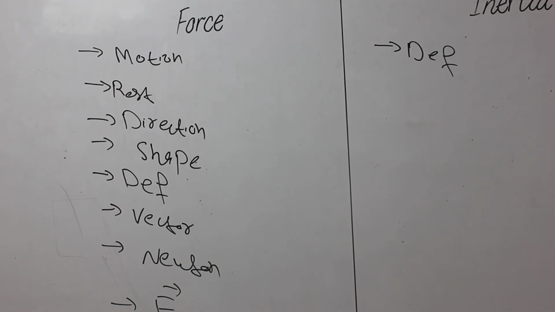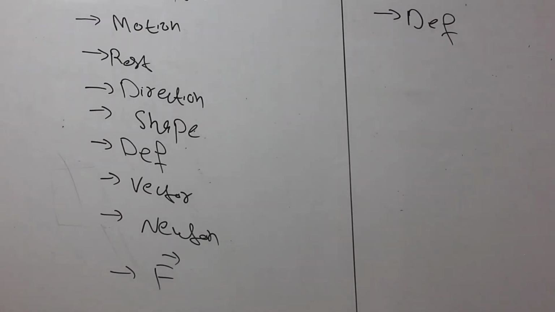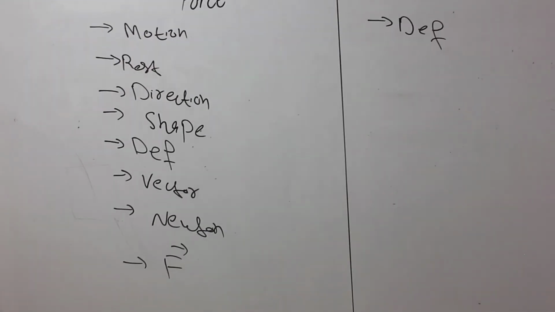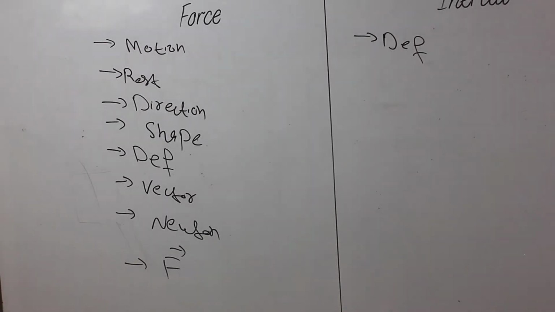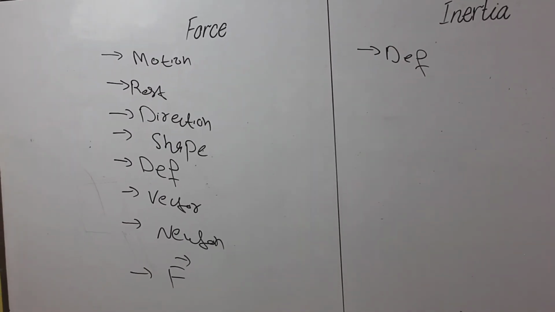So the basic definition of force is that force tends to move a body, or tends to stop the motion of a body. Whenever you apply a force on a body, its direction can also be changed. Force is a vector quantity because it has a direction. The SI unit of force is the Newton, and the symbol of force is F.